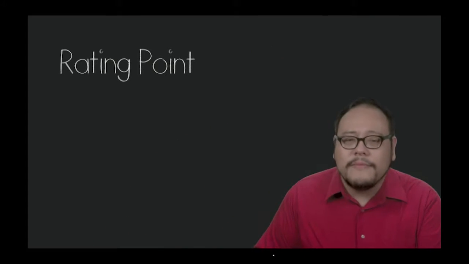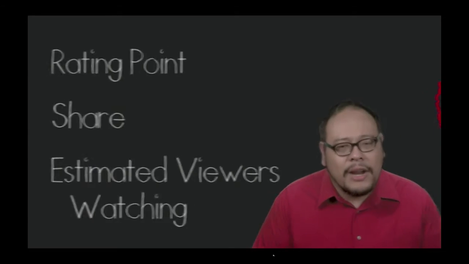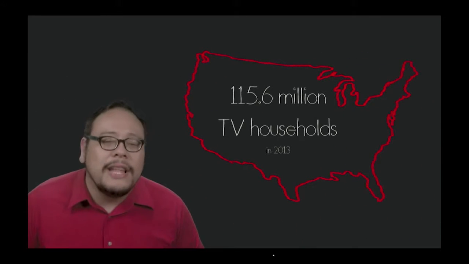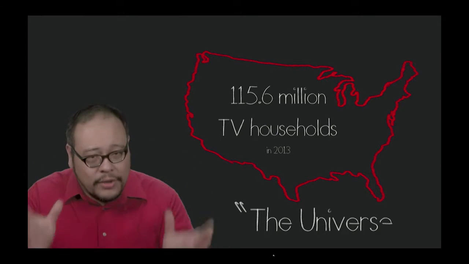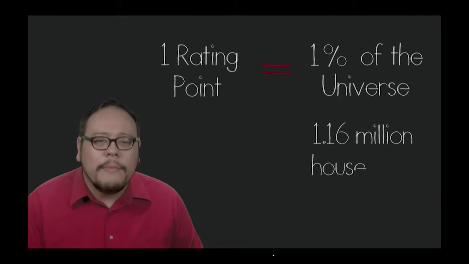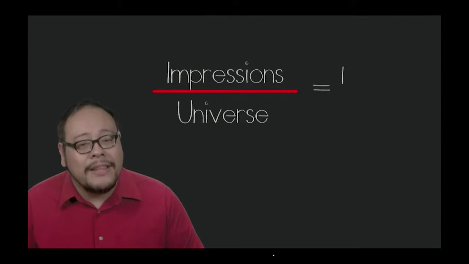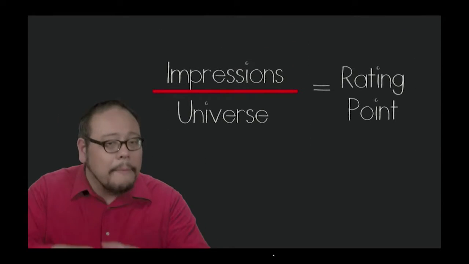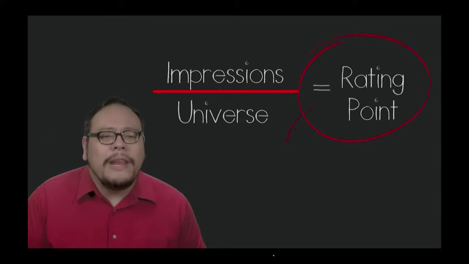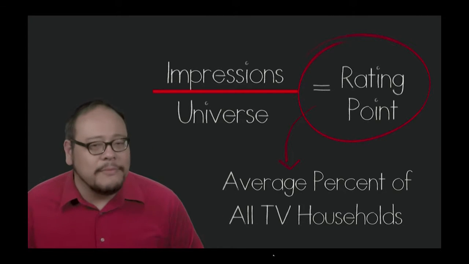When you see Nielsen ratings for a national TV show, they are broken down into three figures: rating point, share, and viewers watching. In 2013, there was an estimated 115.6 million television households in the United States, called the universe. A national rating point is 1% of that, or 1.16 million households. To determine the rating point, we divide the number of viewers, called impressions, by the universe. In other words, a rating point is the average percentage of people watching of all possible TVs.